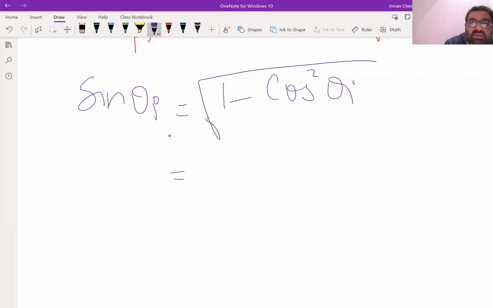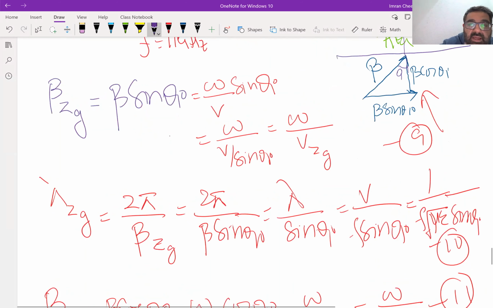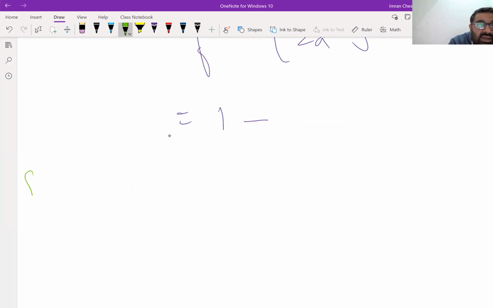So 1 minus cos squared theta i, where cos theta i is equal to m lambda over 2a. You wrote this relationship above, check your notes, we just wrote it. And this is the same as 1 minus... so here, the cutoff frequency that I wrote as fcm, let me write it again here. What I wrote fcm as is m over 2a root mu epsilon.